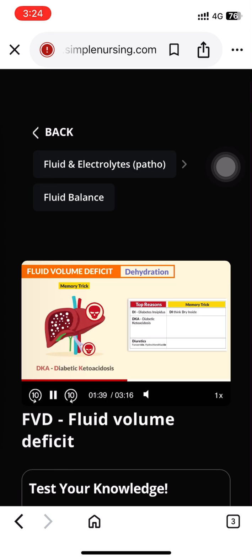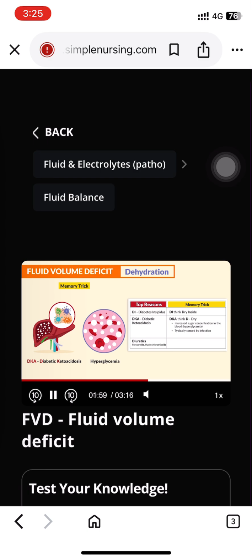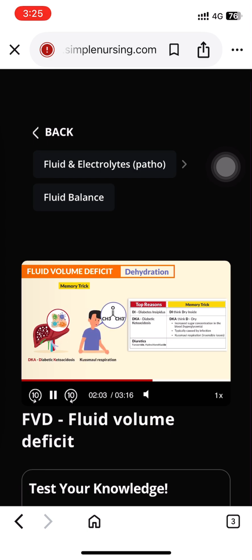Now the second reason here is DKA, diabetic ketoacidosis. So with DKA, think D for dry. Now we go into all the details in the full DKA video, but real quick, in DKA we see an increased sugar concentration within the blood, that hyperglycemia, typically caused by infection, which also dries the body out, and a common manifestation is Kussmaul respirations, basically fast breathing, which leads to insensible fluid losses from all that fast breathing.